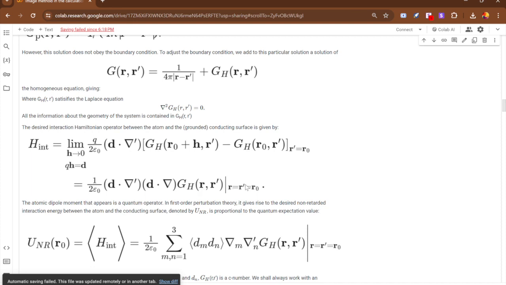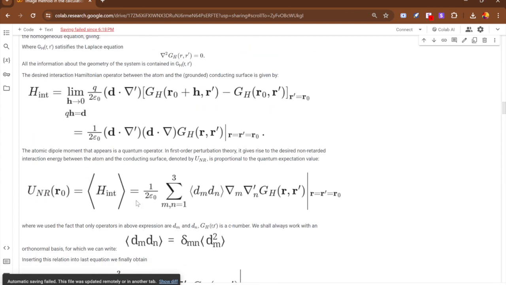The atomic dipole moment that appears is a quantum operator. In first order perturbation theory, it gives rise to the desired non-retarded interaction energy between the atom and the conducting surface, which we are going to denote by U of R. This U of R is proportional to the quantum expectation value, which we give by this equation.